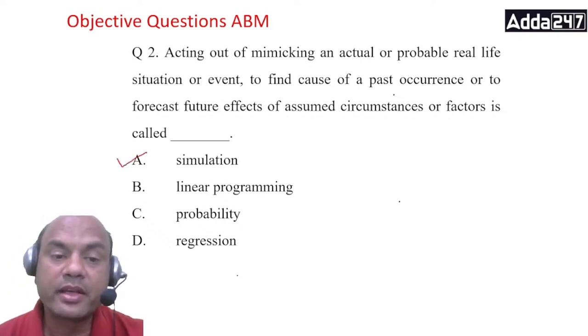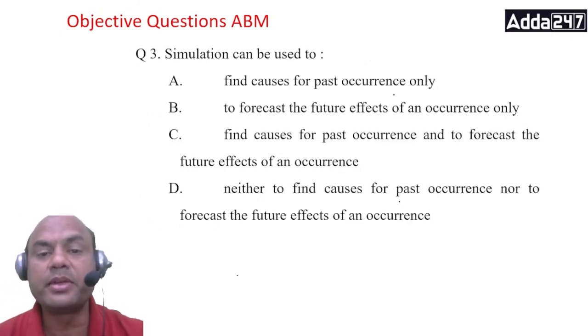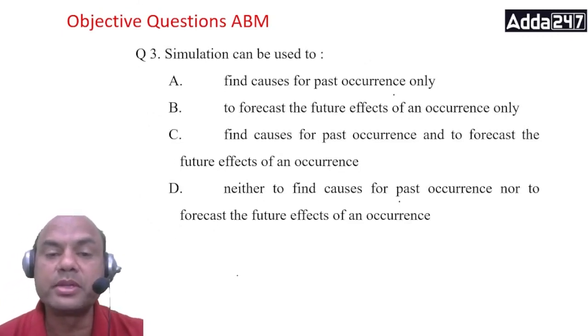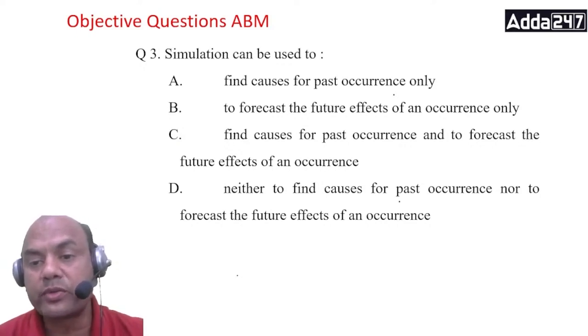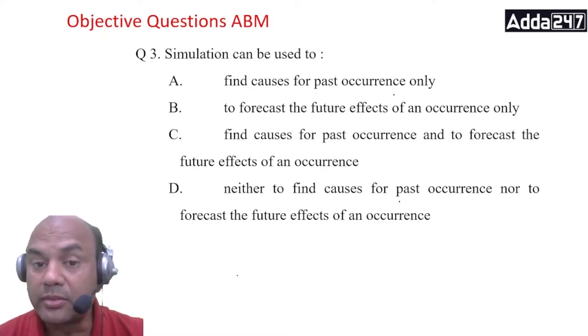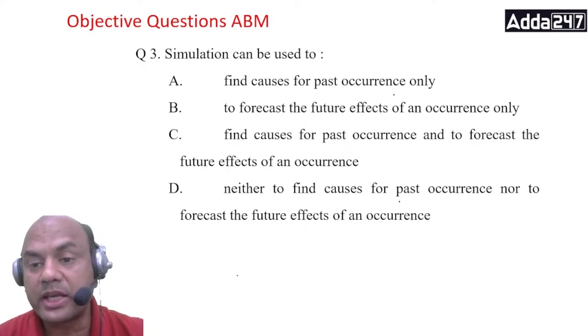It is A, right? Got it? Simulation can be used, meaning why do we use simulation? To find causes of past occurrences only. To forecast the future effects of any occurrence only. Or to find the causes of the past occurrence and to forecast the future effects of an occurrence.